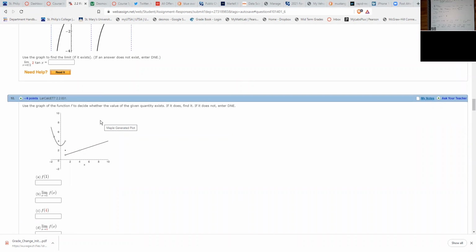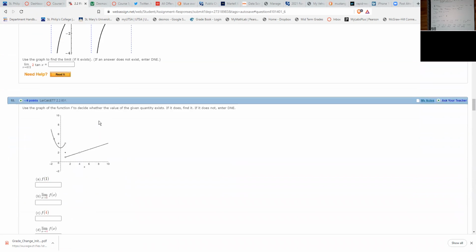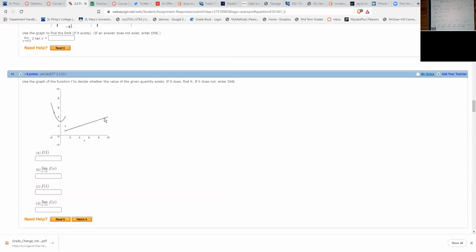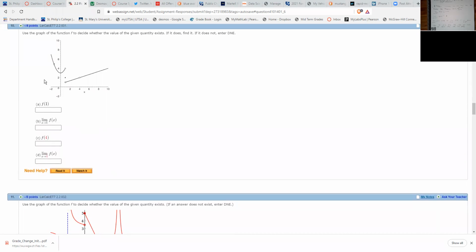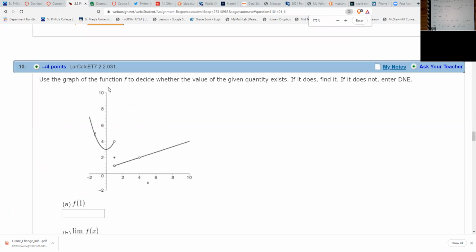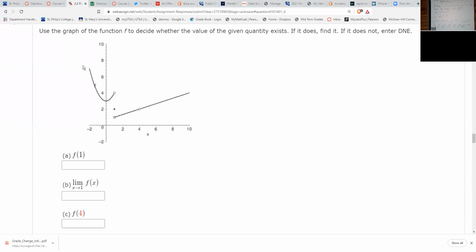Let's see here. Let's do number 10, I guess. So they want to know what's happening at 1. 1's right here. So if I plug in 1, what's the value of the function based on this graph? Can you see it? What do you mean if you plug in the value of 1? What is the y value when I plug in 1 into this function?